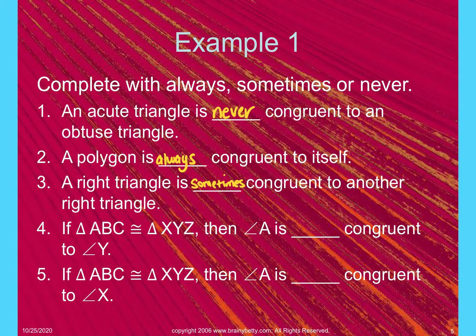Number 4 says if ABC is congruent to XYZ, then A is blank congruent to Y. So A, by definition, would always be congruent to X, but it can be congruent to Y in, say, an isosceles triangle. So this is sometimes. Or in an equiangular triangle, all of them would be the same. And number 5, if ABC is congruent to XYZ, A is always congruent to X.